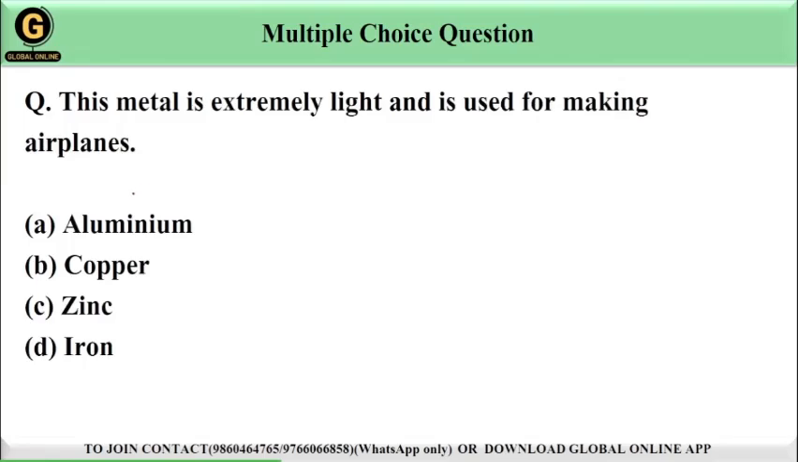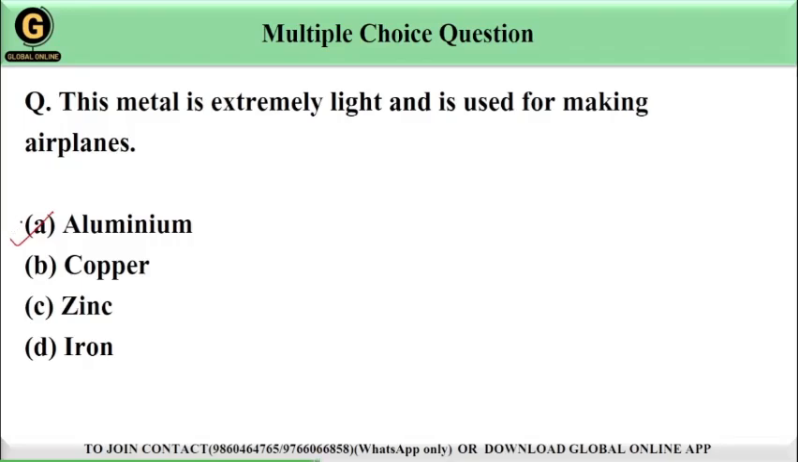This metal is extremely light and is used for making airplanes. Options are aluminium, copper, zinc and iron. Correct answer among these options will be option A, aluminium, because aluminium is a lightweight metal with excellent strength and corrosion resistance, making it ideal for construction of airplanes.